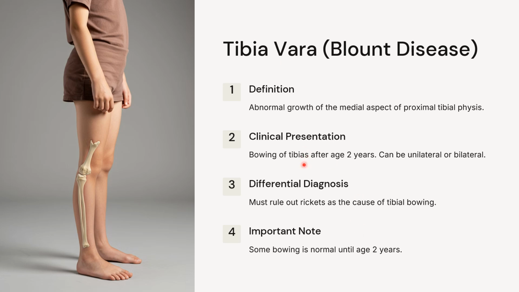Bowing of the tibia until 2 years is normal. It can be observed. But after 2 years, it is known as tibia vara or Blount's disease. This can be either unilateral or bilateral. When there is abnormal growth of the medial aspect of the proximal tibial physis, then it results in tibia vara or Blount's disease. The bowing of tibia caused by rickets is not tibia vara or Blount's disease. The one which is not caused by disease and which occurs after 2 years is known as Blount's disease.